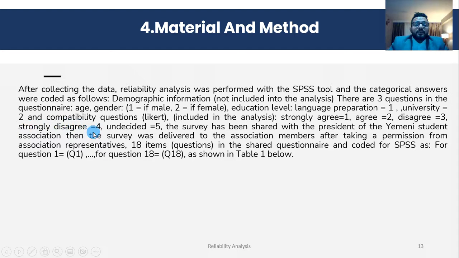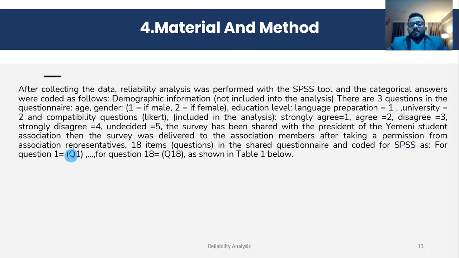And the compatibility questions, like the Likert ones included in the analysis: strongly agree is 1, agree is 2, disagree we will use 3, and so on. And the last one, undecided, will use 5 in the SPSS program. The survey was shared with the president of the Yemeni Student Association. Then the survey was delivered to the association members after taking permission from the association representatives.